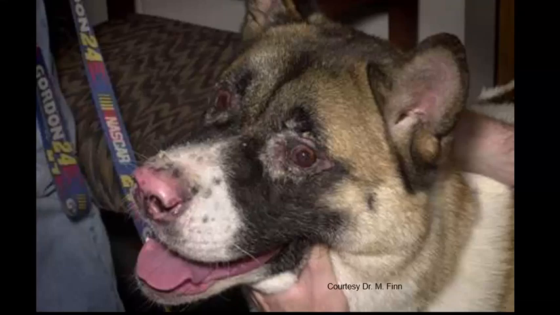Here is an Akita dog with bilateral anterior uveitis and depigmentation of the skin of the nose with a condition known as uveodermatologic syndrome or Vogt-Koyanagi-Harada syndrome. This is a condition that is also seen in people. And interestingly, both the human and the canine disease is most prevalent in people and dogs of Asian extraction. So we see these in Akitas and Shiba Inus and dogs who are considered to have been developed in the Far East.